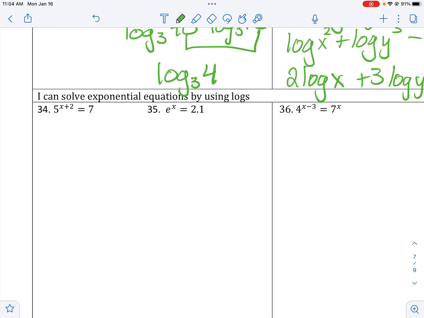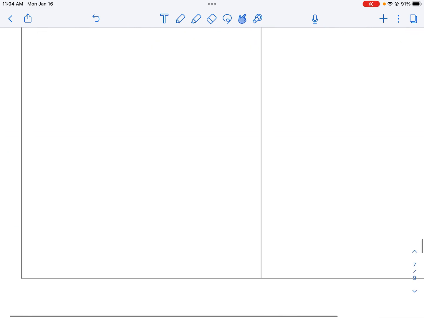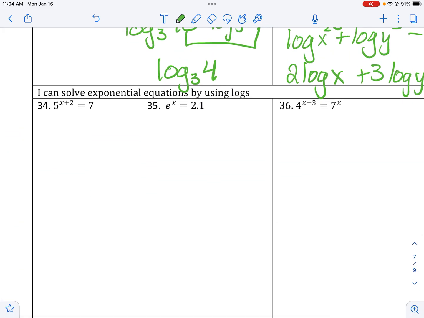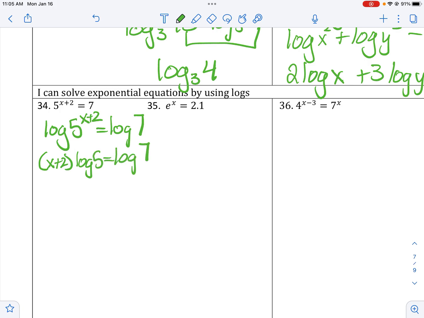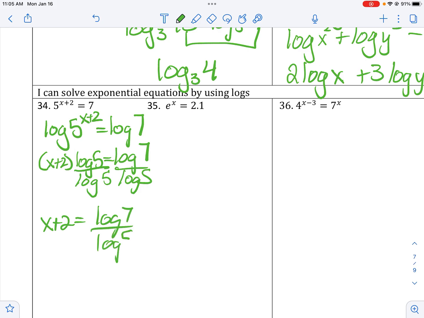Now solving by using logs. Okay, these last ones are definitely calculator ones. So we log each side. So log 5 to the x plus 2 equals log 7. And why do we do that? Because that exponent comes out in front. So (x plus 2) log 5 equals log 7. Divide by log 5. So we have x plus 2 equals log 7 over log 5.